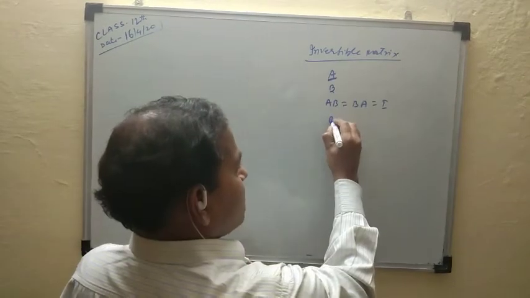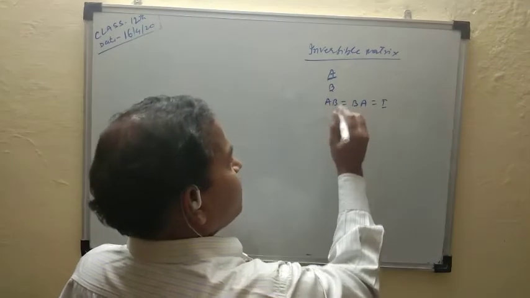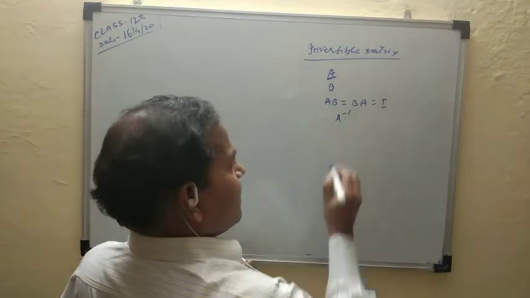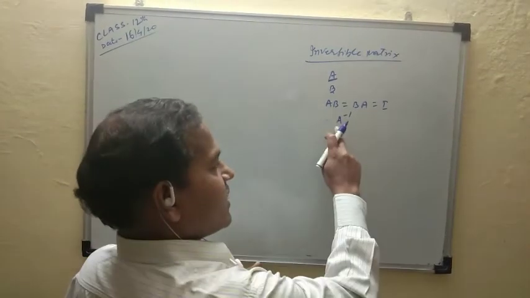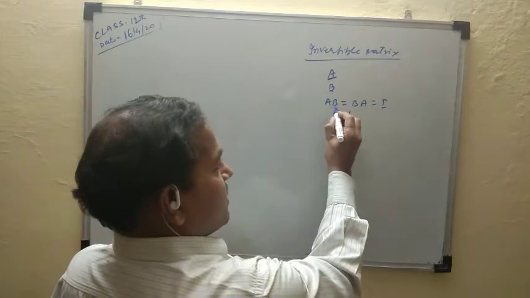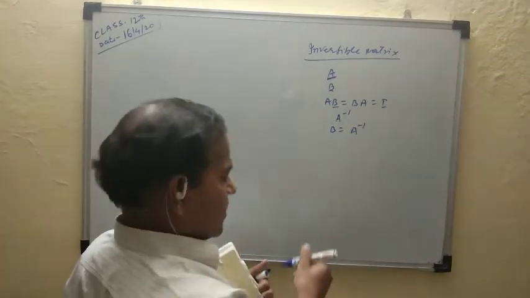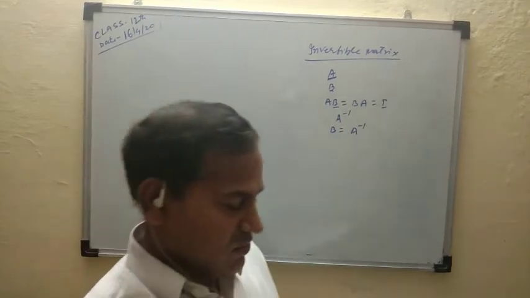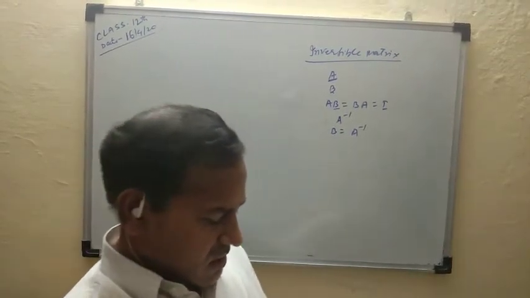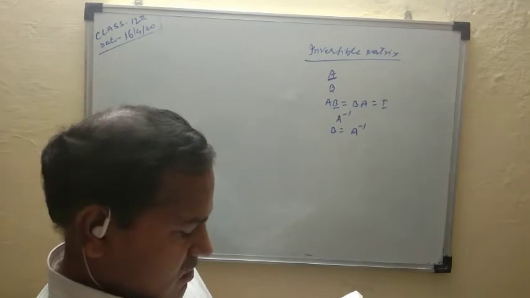The inverse of A is denoted by this symbol. This is read as inverse of A, and here B is called the inverse of A. That is, B is equal to A inverse. So this is the invertible matrix. And theorem number 3.